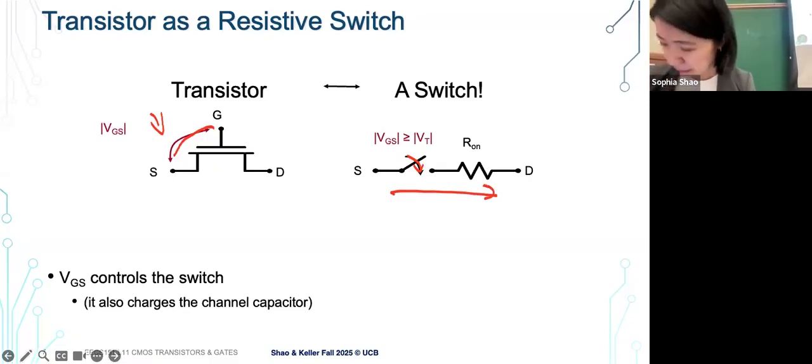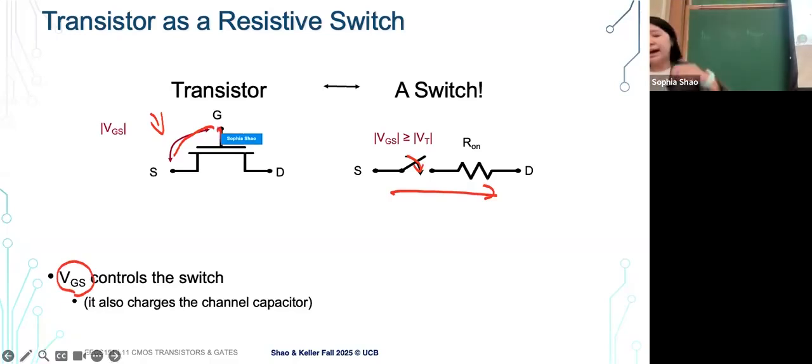We'll talk about this a little bit later, but the gate controls the switch. In particular, it's the voltage between the gate and the source. The delta between those two terminals controls whether the switch is on or off. When it's on, it's just like a resistor. When it's off, nothing goes through. So this is the very basic transistor as a switch model.